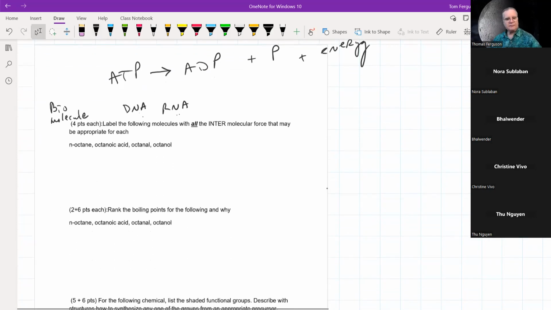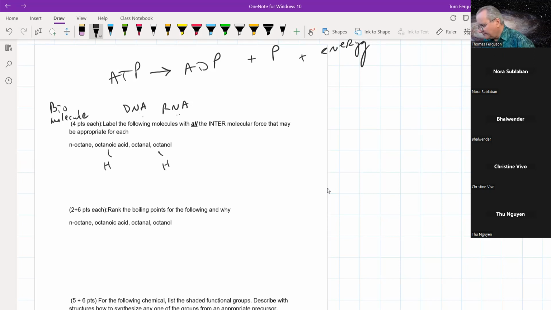Okay, label the following molecules with all the intermolecular forces that may be appropriate for each. We didn't go into as much detail on intermolecular forces as I did in my past classes, but basically we've got hydrogen bonding, big time. So that would be number one, number two, number three would be, that's an aldehyde. So that would have just a dipole, and this would have only dispersion forces. Everything would have dispersion forces.